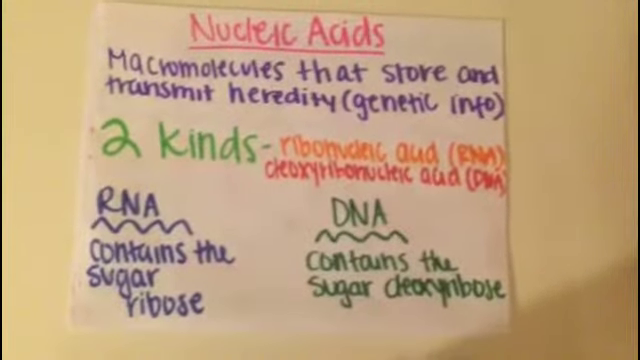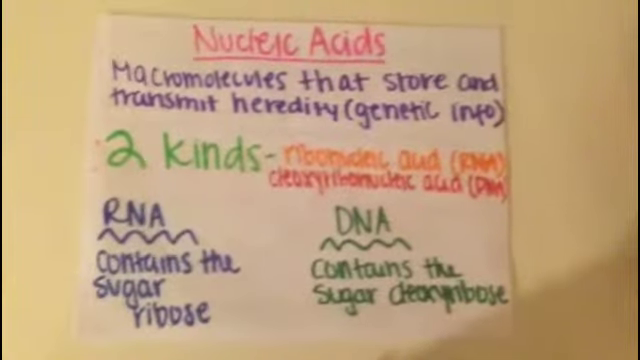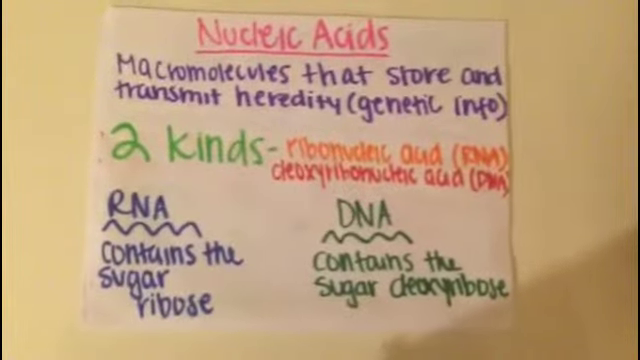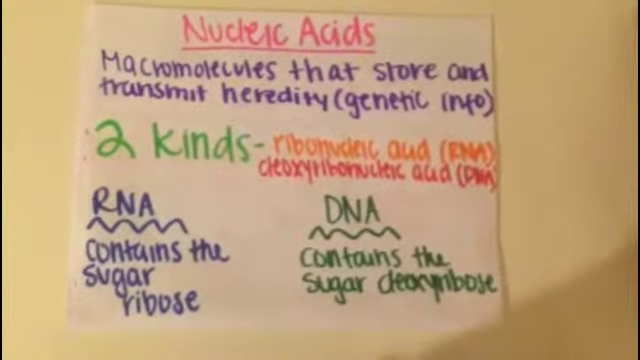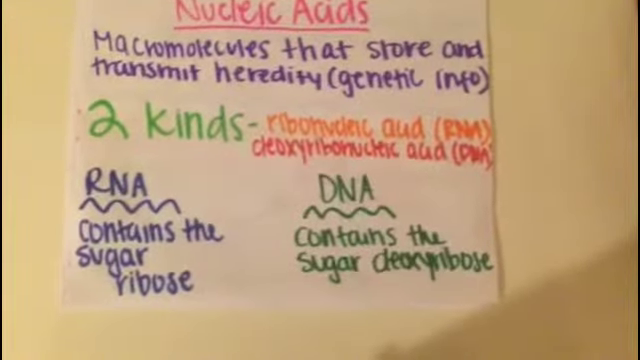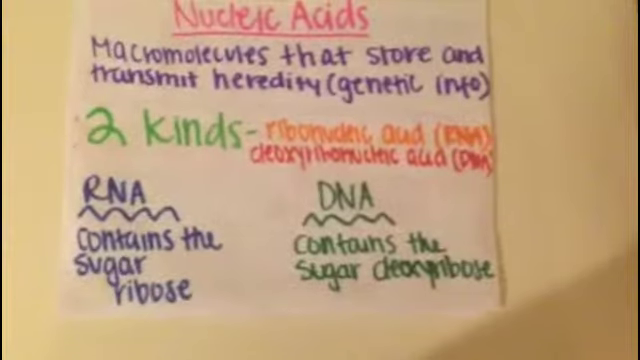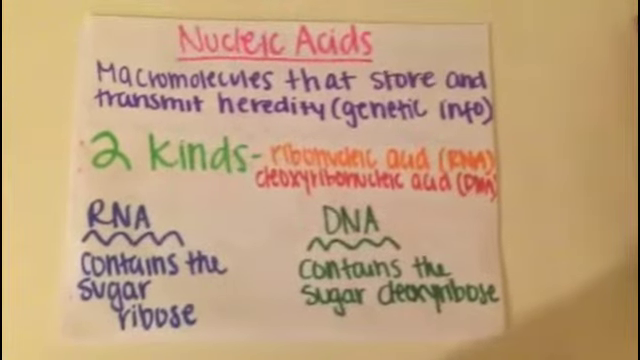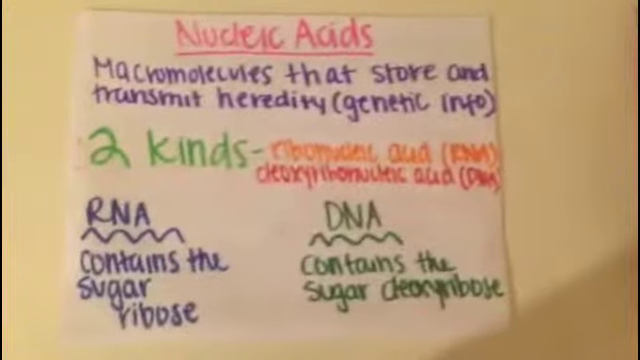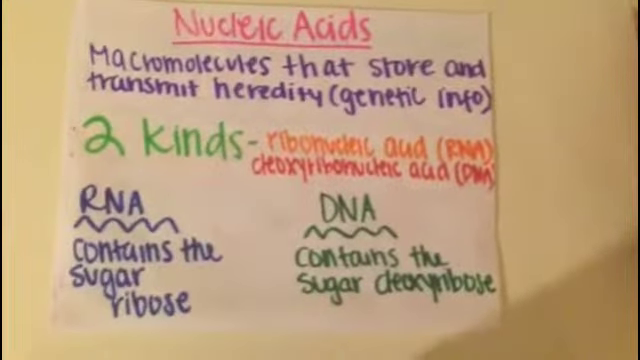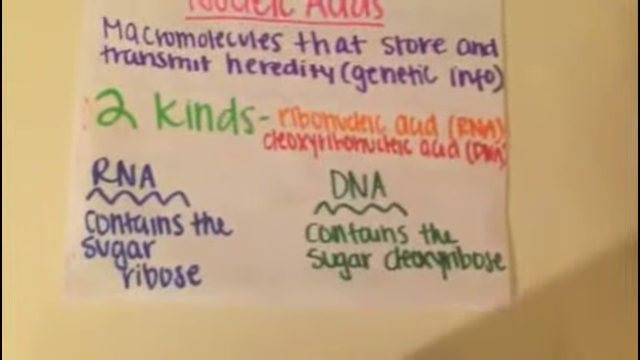Next, let's move on to nucleic acids. Nucleic acids are macromolecules that store and transmit heredity, which is genetic information. There are 2 kinds, ribonucleic acid and deoxyribonucleic acid. These are also known as RNA and DNA. RNA contains the sugar ribose, and DNA contains the sugar deoxyribose. Nucleic acids contain hydrogen, oxygen, nitrogen, carbon, and phosphorus.